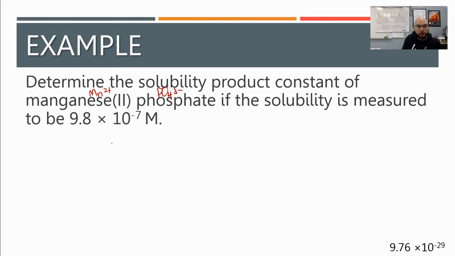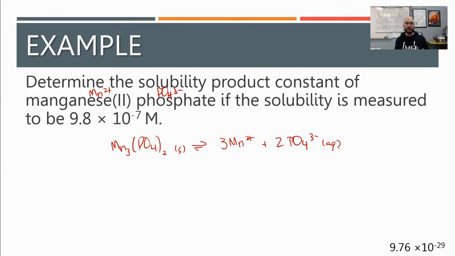So the formula for this one would be Mn3(PO4)2 solid decomposes into 3 Mn2 pluses and 2 PO4 3 minuses. Okay, so you can see how this one's going to be a little bit more challenging. The solubility is still 9.8 times 10 to the negative 7, so we're going to put that value in there. But now for each one of these manganese compounds, I'm going to get 3 of these. So the concentration would be 3 times greater.